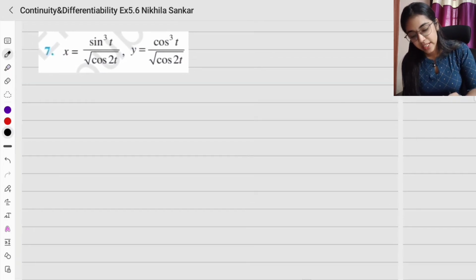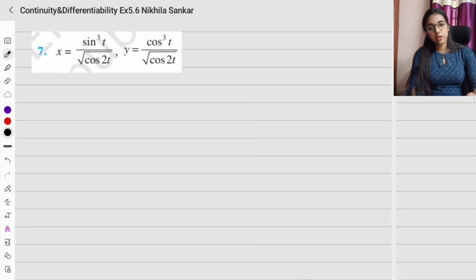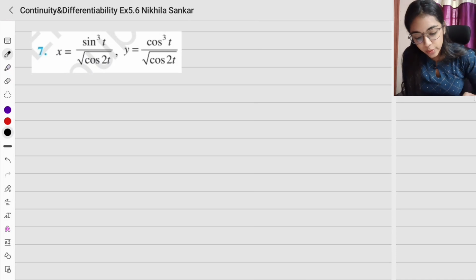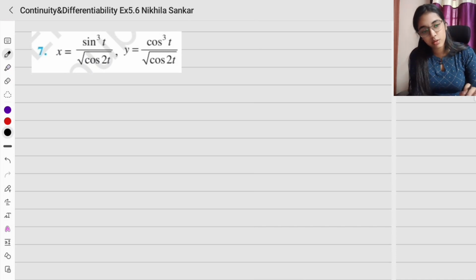Question number 7. X is equal to sin cube t divided by the square root of cos 2t, y is equal to cos cube t divided by the square root of cos 2t. This question is completely based on appropriate substitution. For cos 2t you have 4 different forms: 1 minus 2 sin square t, 2 cos square t minus 1, and so on. Multiple forms are there, so substitute the correct form in the particular question.